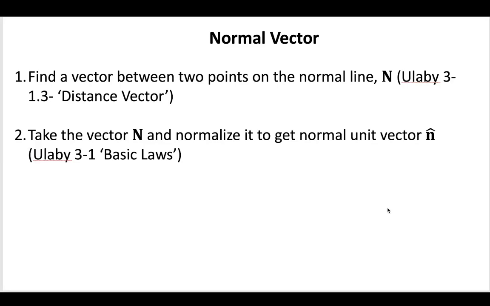The first thing that we do is we find a vector using two points on the normal line, and you can find this in ULAB 3-1.3. That's our class textbook, under the distance vector section. And then we can take that vector that we found and normalize it to get a normal unit vector. You can see that in 3-1, in the basic laws of vectors.